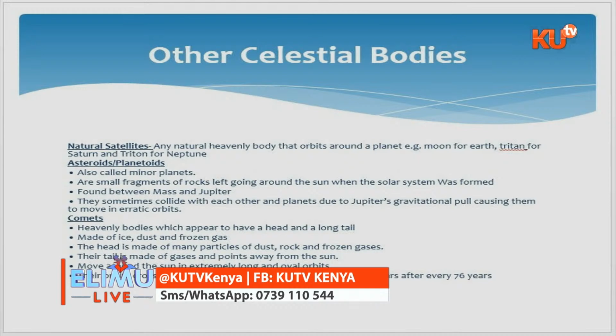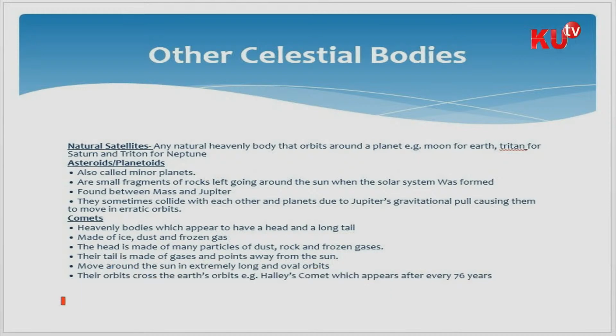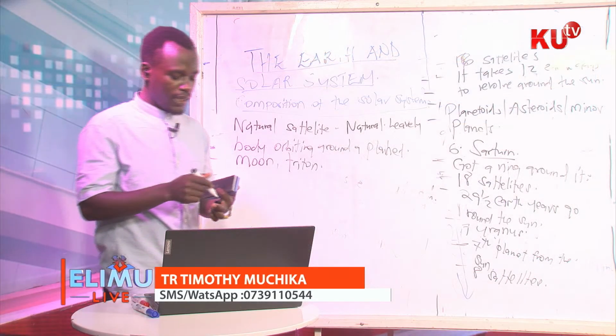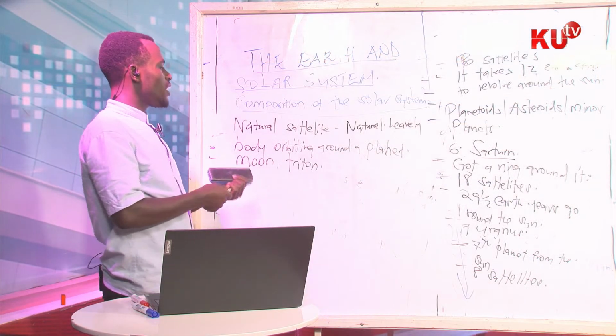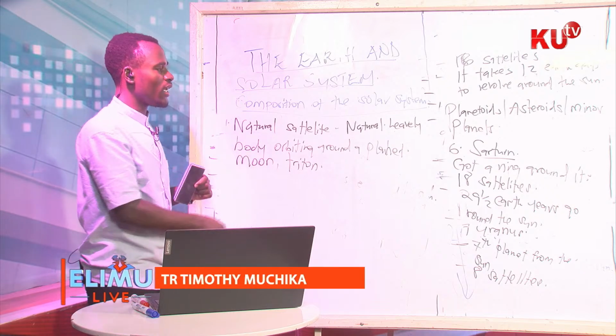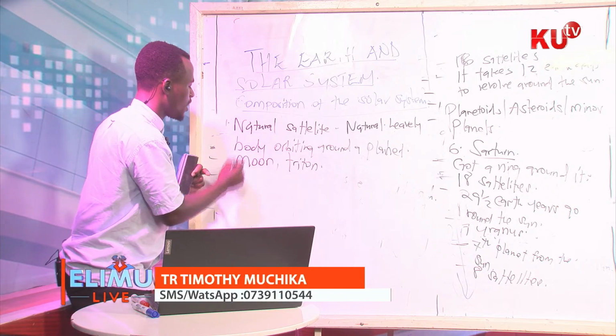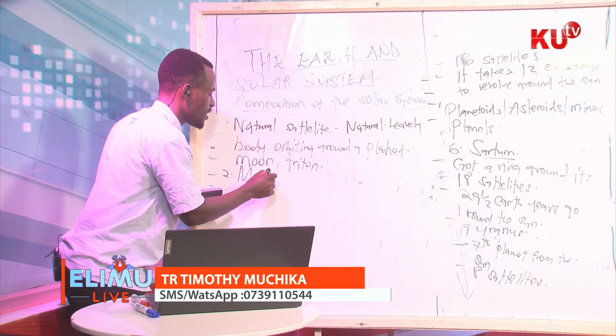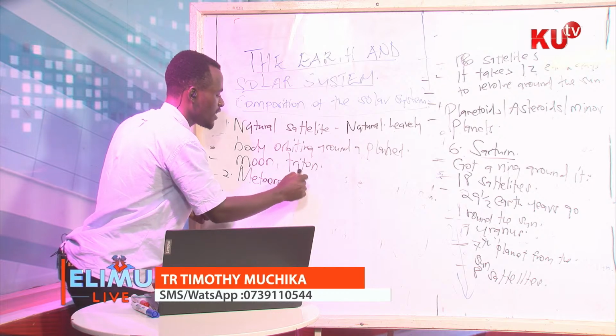And we can give examples. We have the moon on planet Earth. We have what we call Triton. Those are just examples of natural satellites. So other heavenly bodies that we are going to see: the second example of other heavenly bodies, we have the meteorites.